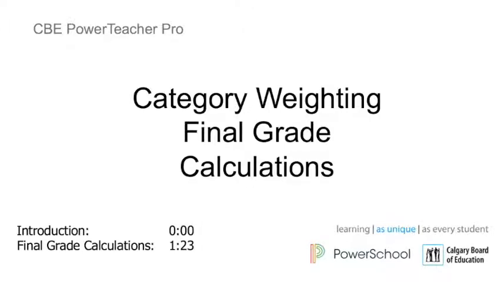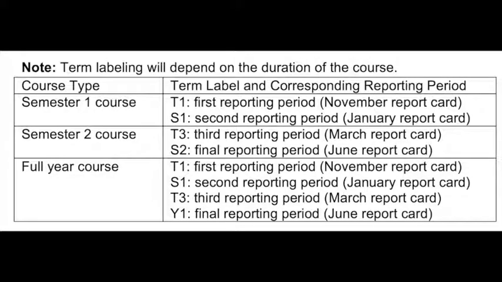T1 stands for Term 1, or the November report card. S1 stands for Semester 1, or the January report card. For second semester, T3 stands for Term 3, or the April report card, and S2 stands for Semester 2, or the June report card. For full year courses, Y1 stands for Year 1, or the June report card.